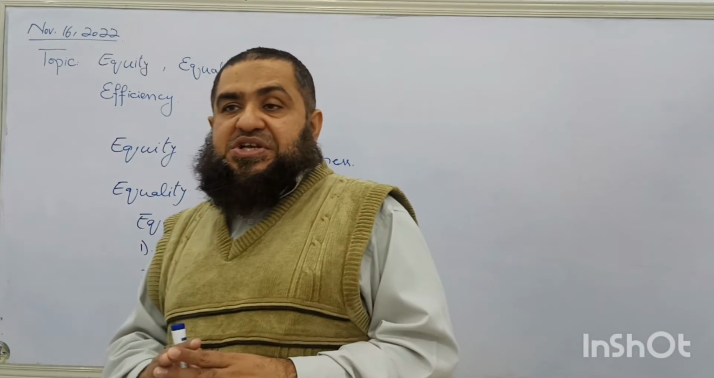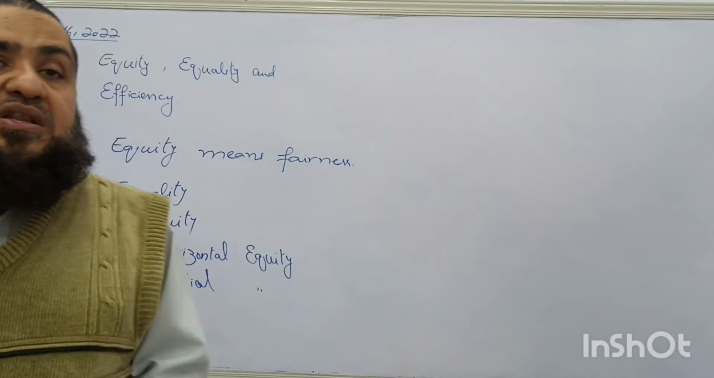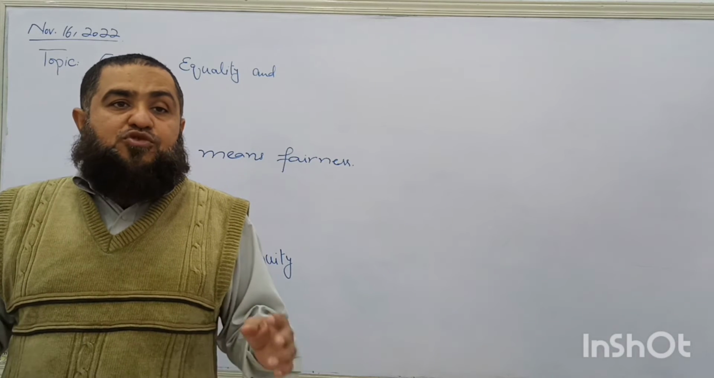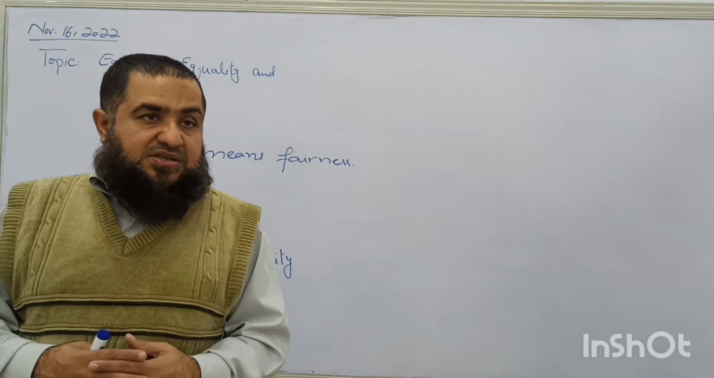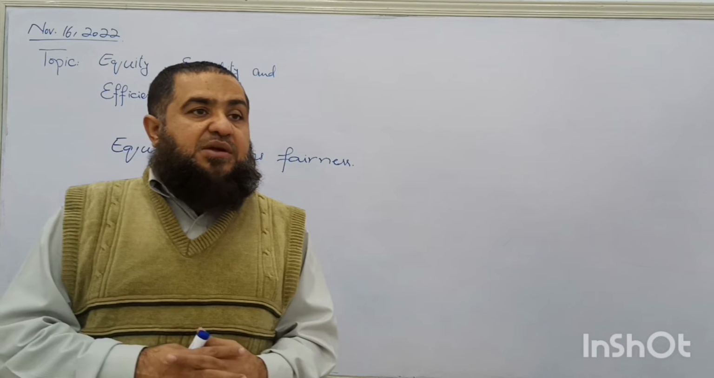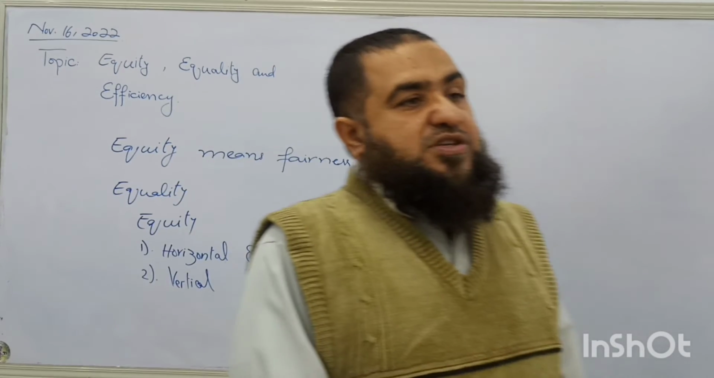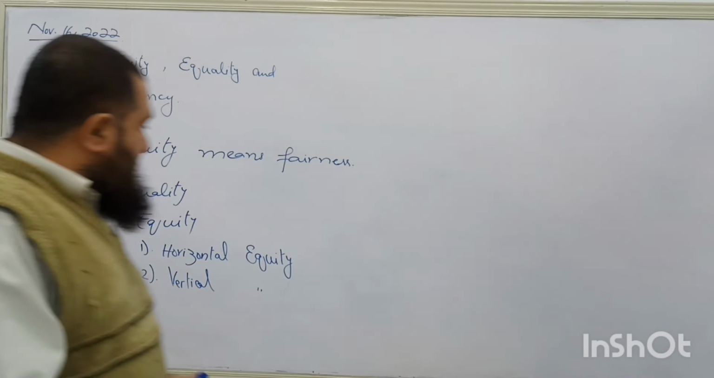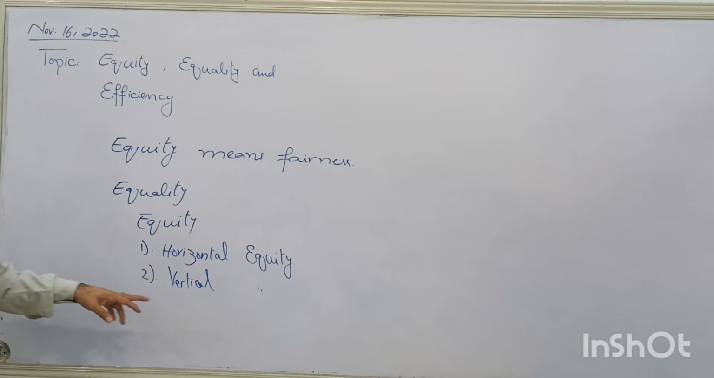When equals are treated equally, this is called fairness, or the fair distribution of income: they pay the same rate of tax and are provided the same types of benefits by the government. Now come towards what is meant by vertical equity.